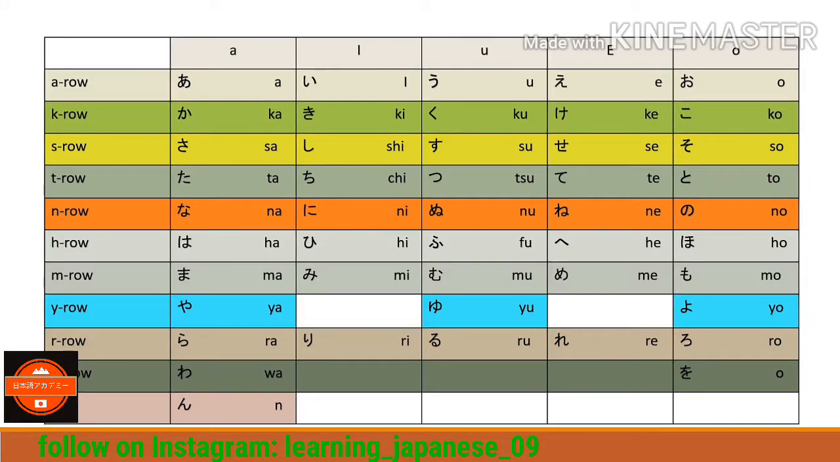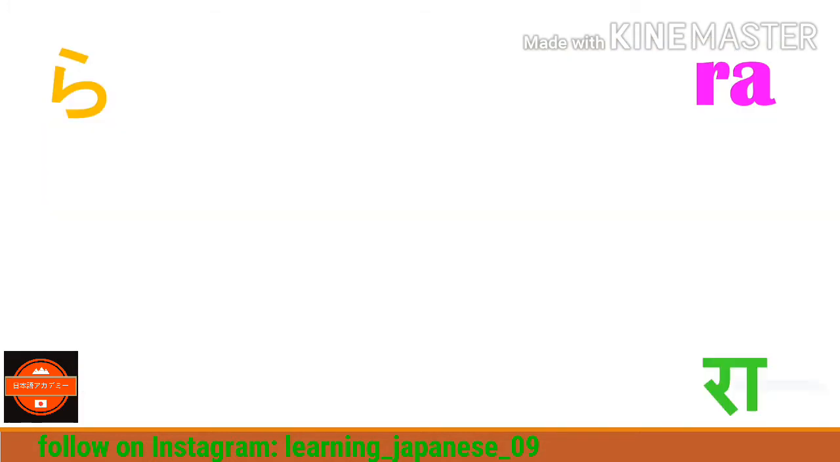Welcome back to Japanese language classes. In this lesson, we learn hiragana characters ra, ri, ru, re, ro. Let's begin.